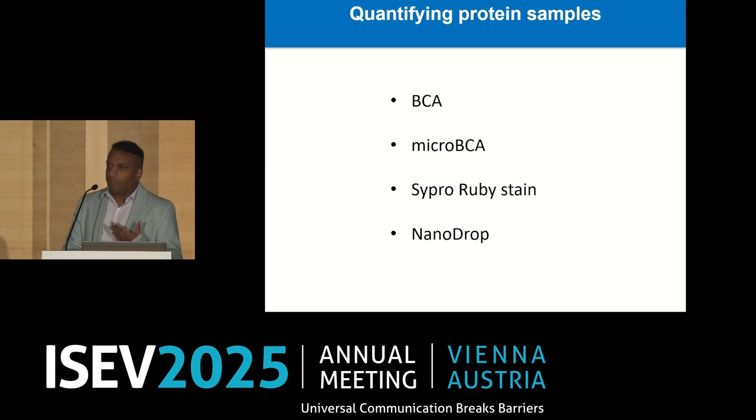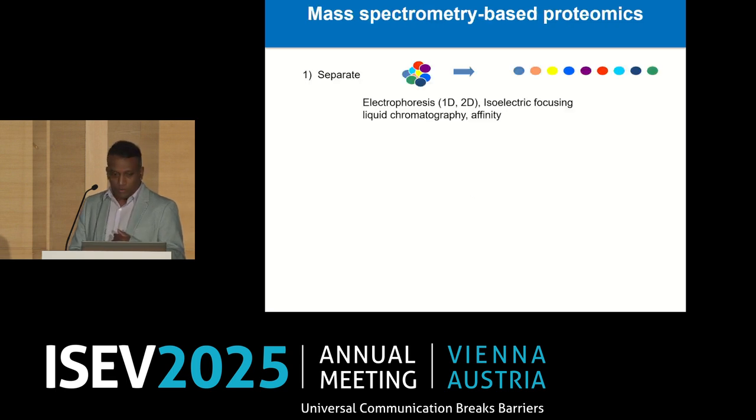You can quantify your protein samples by multiple methods. Again, BCA, micro-BCA, SYPRO-based stain as well. Nanodrop can also be used if you're trying to use a quick method, but however, I would say if you want accurate protein identification, you're better off using BCA or micro-BCA, because Nanodrop may not be as absolute.